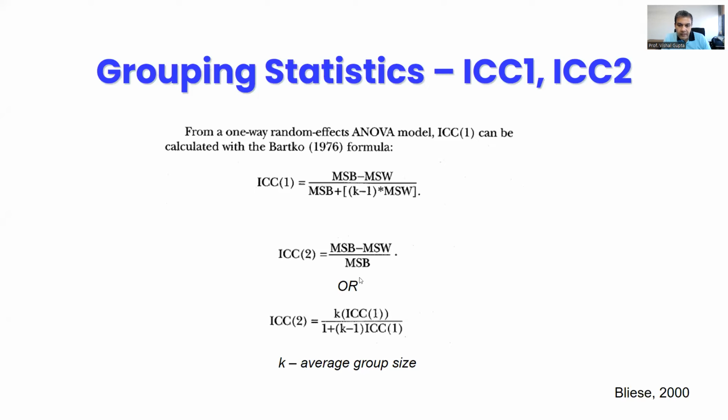So we said ICC2 should be 0.7. If you simplify this, what will it become? It will become 1 minus MSW, that is the within group variance. Okay, it has started. So now let me write the equation and explain it to you.